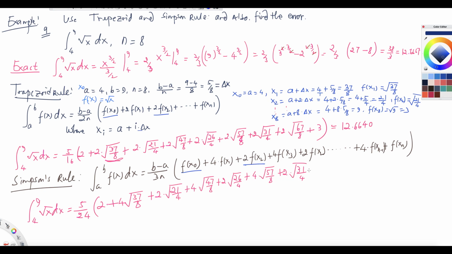Okay, and then plus what is next? By the way, let me use the same red color, pink color there. Plus 4 times, what is the next? So we have for 31 by 4, that is 2. So 4 times root under 67 over 8, and then plus you have the last one is the same as the previous one, right? This one and that term are the same. So if you use a calculator for this, you get 12.6667.